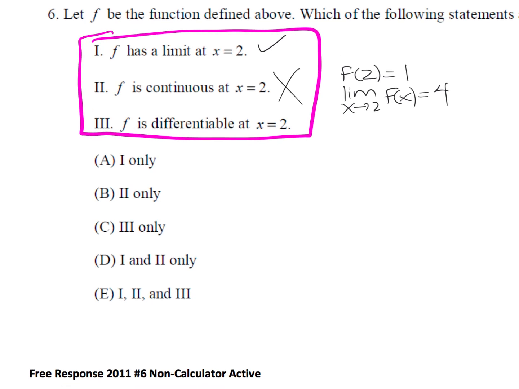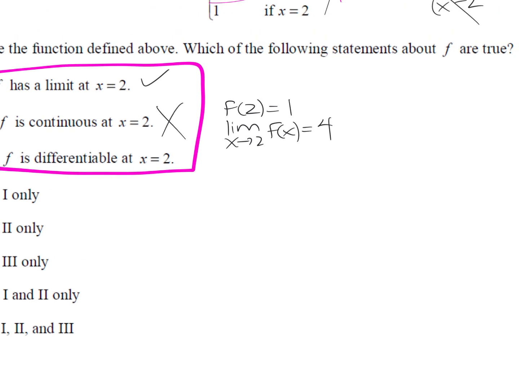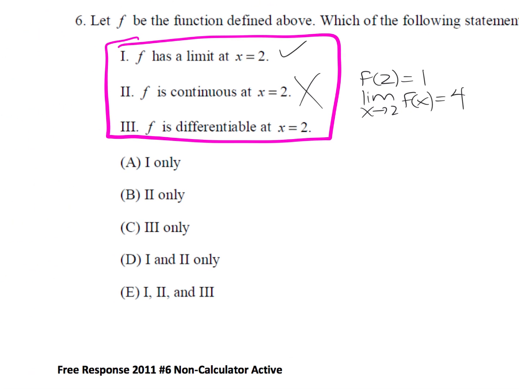A. Okay, well, can we eliminate A? Is A true? Which of them is true? Okay, so A is true. What else can we eliminate? I can eliminate B, D, and E because we know 2 is not true. And because we're smarter than the test, even though we don't know what differentiable means right now, we know 1 is true, right? Yes.